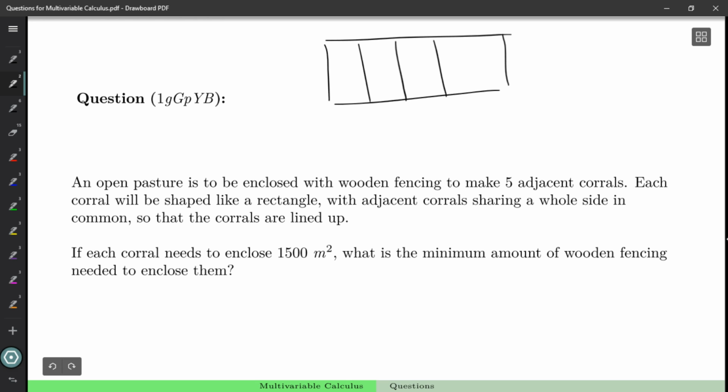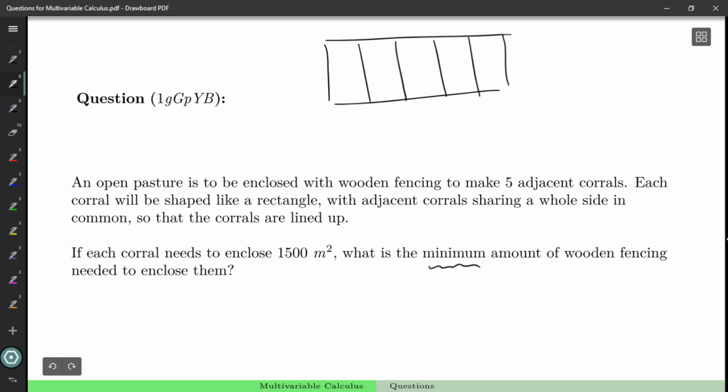1, 2, 3, 4, 5 corrals. This is the idea. This is the picture we're working with. All right. If each corral needs to enclose 1,500 meters squared, what is the minimum amount of wooden fencing that is needed to enclose them?